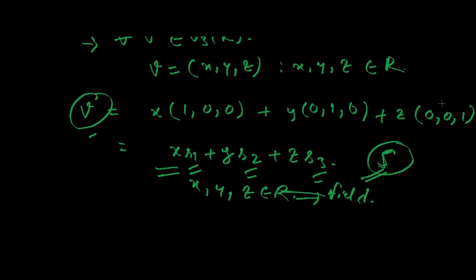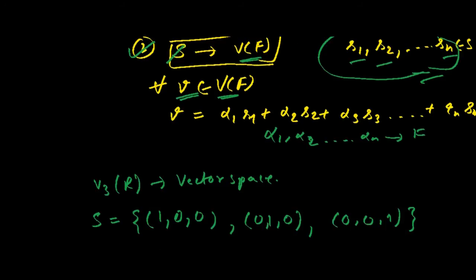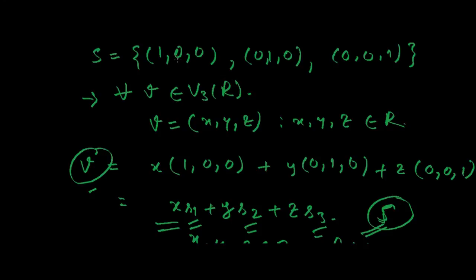What about the first condition? What is the first condition? S should be a linearly independent subset of vectors. So you can see here all these three vectors are linearly independent. You can check it. And we already know the methods to check whether a particular set is linearly independent or not.